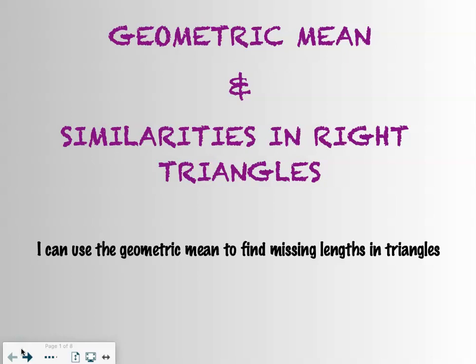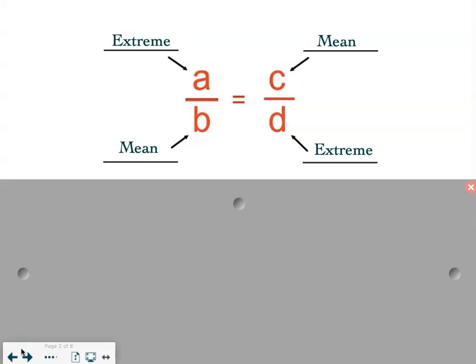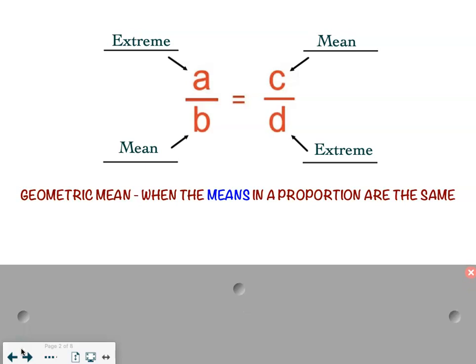So we're going to be talking about geometric mean and similarities in right triangles. So geometric mean is when the means in a proportion are the same. When we have a proportion, and we used this all last chapter, A over B equals C over D, we actually have names for these specific spots. The extremes are your A and D, the first and the last. And then your means are your B and your C. And when you have a geometric mean, your means are the same.